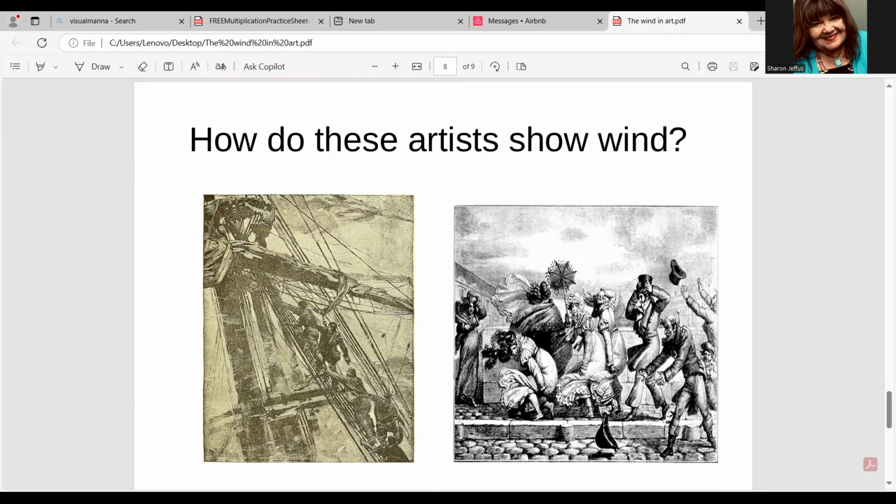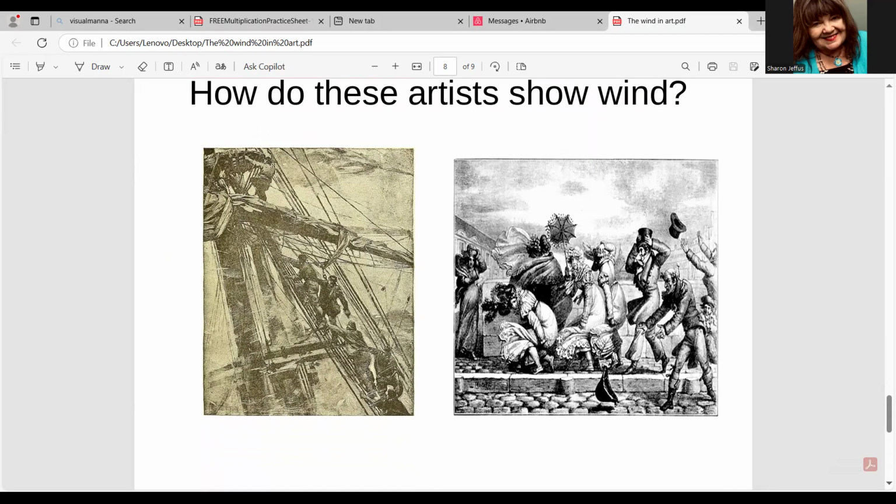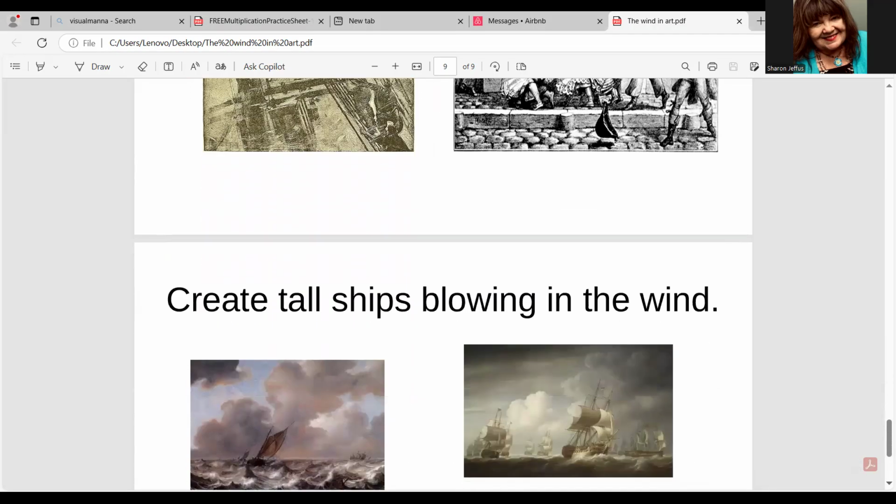And in the other picture, the umbrella is out. You can tell the wind got to the umbrella. The hats are off of the people. And in a way, the artist shows wind in that way.